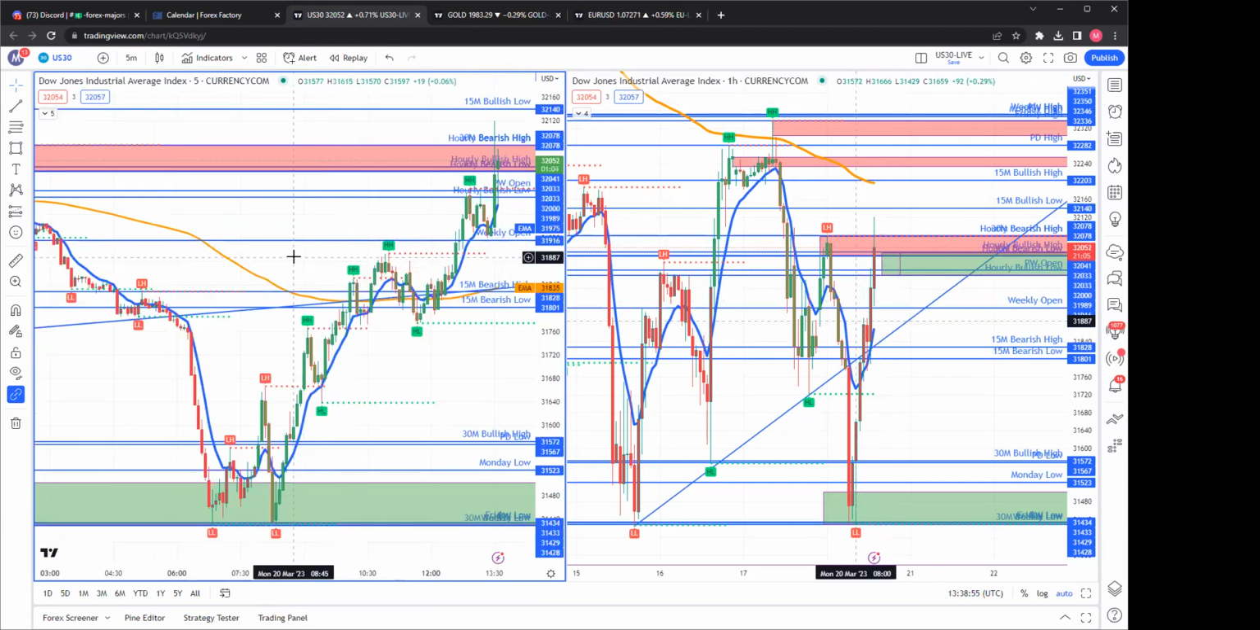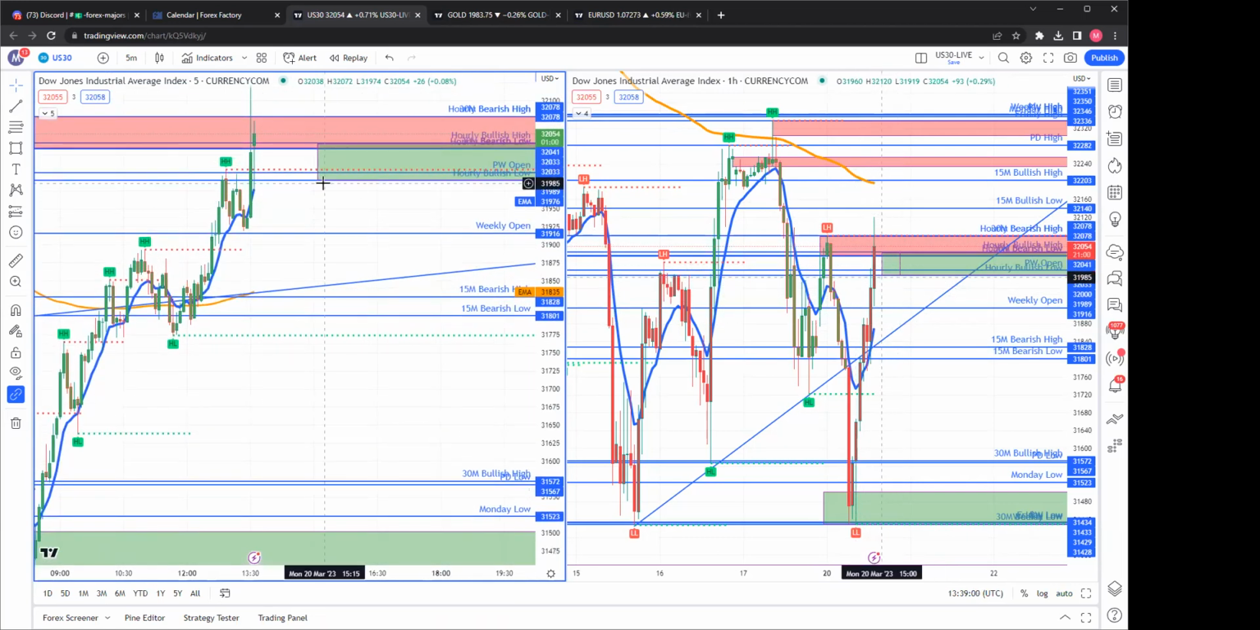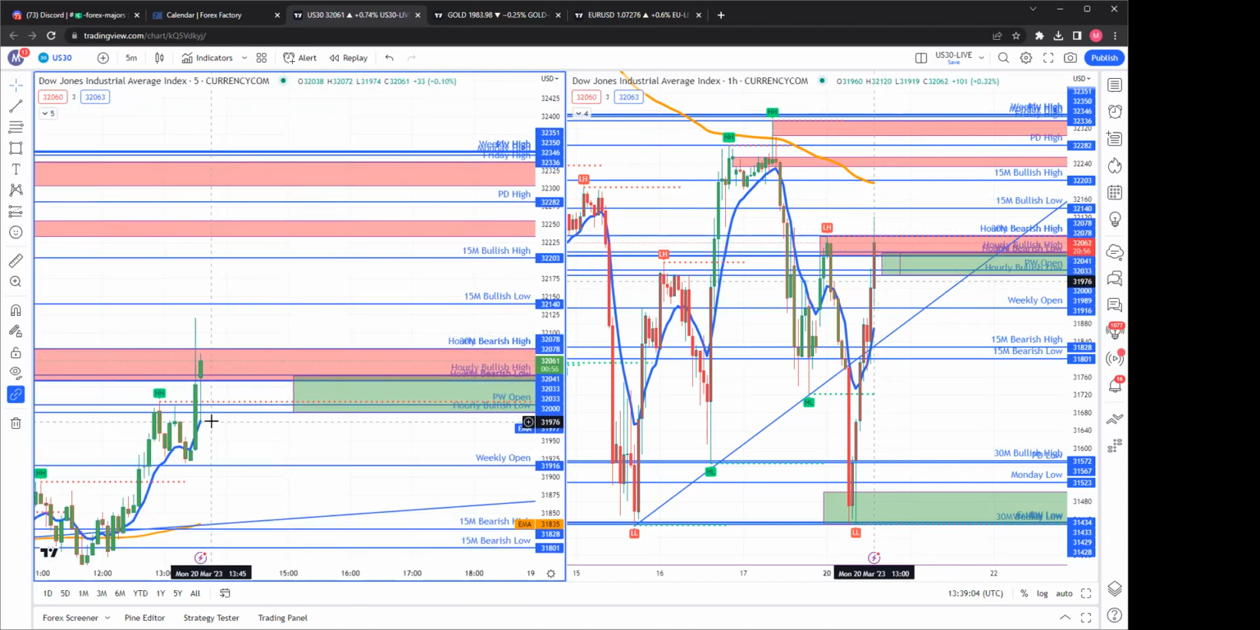I need to see this analysis more. So we have price rejecting at the 9 EMA. This might be a bullish hammer candle. This is 980.